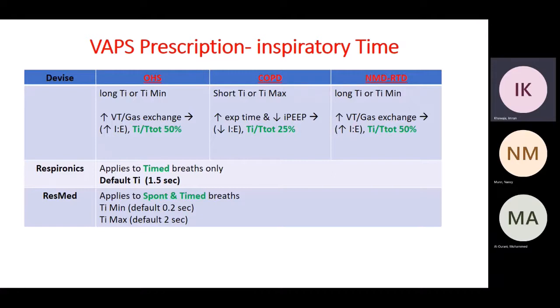So the spontaneous breath that the patient is initiating, they can terminate based on their flow. But this is AVAPS spontaneous timed. If the patient goes apneic or becomes bradypneic, then the backup rate will kick in. Then that breath will get the entire TI time that you are dialing here. Okay, so this is another difference.